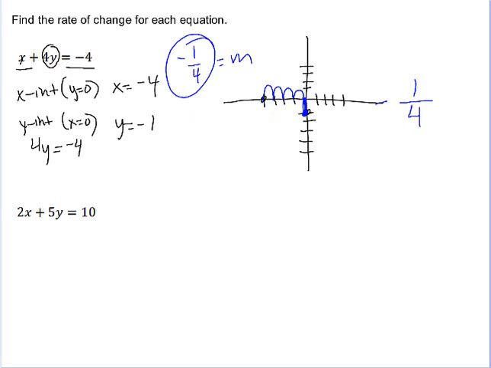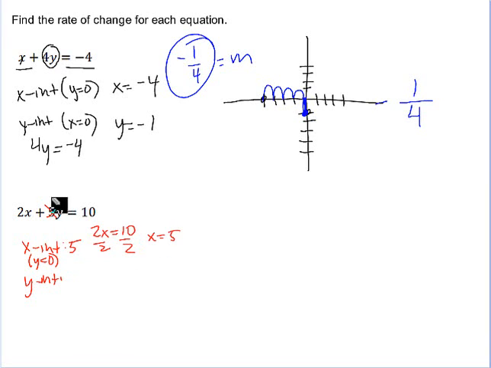Okay, second example, same idea. We're going to find the x-intercept, y-intercept, plot it, and then figure out what the rate of change is. So for the x-intercept, your y is 0. So here, if our y is 0, we're left with 2x equals 10, divide by 2. So our x-intercept would have to be 5.